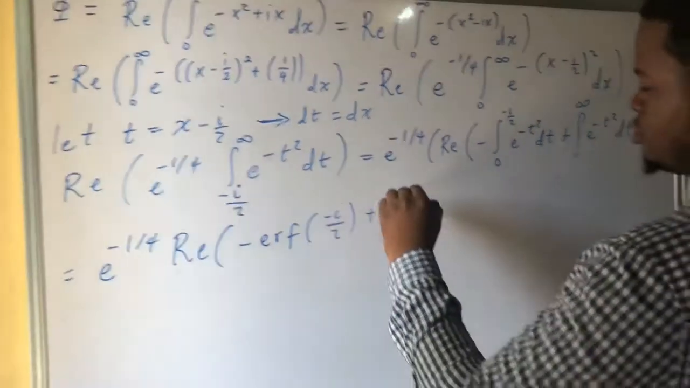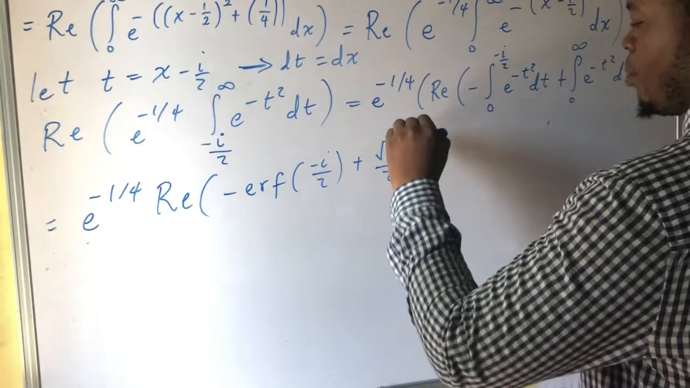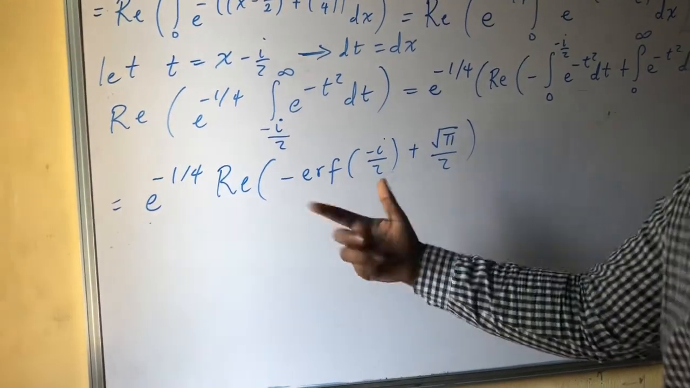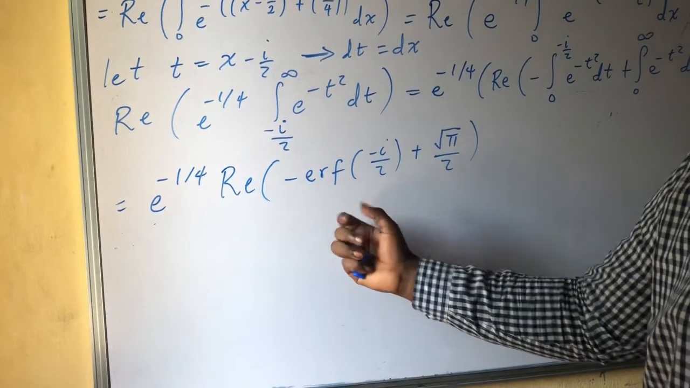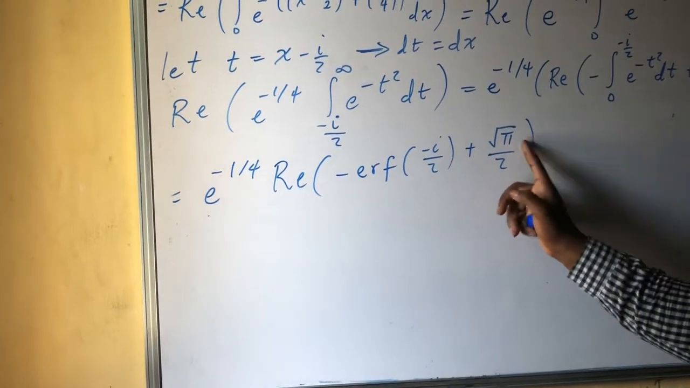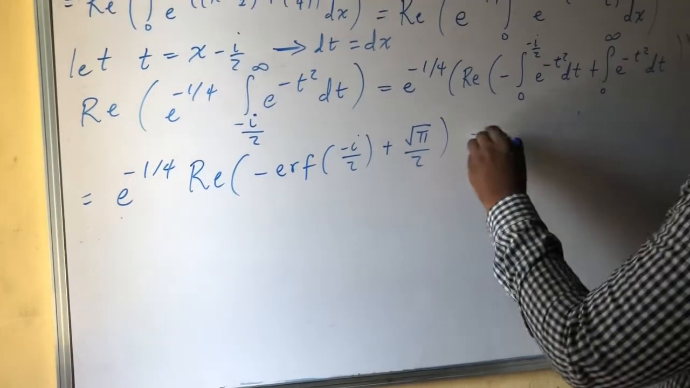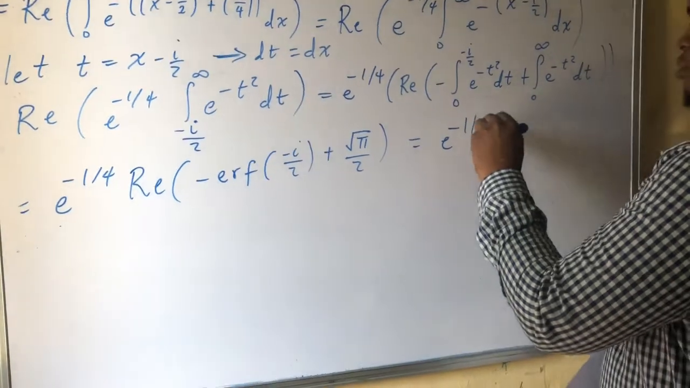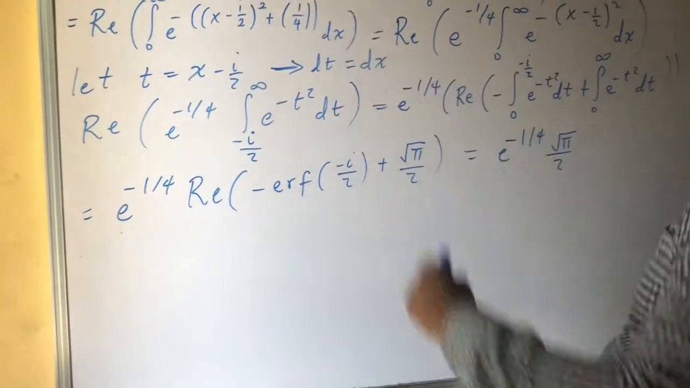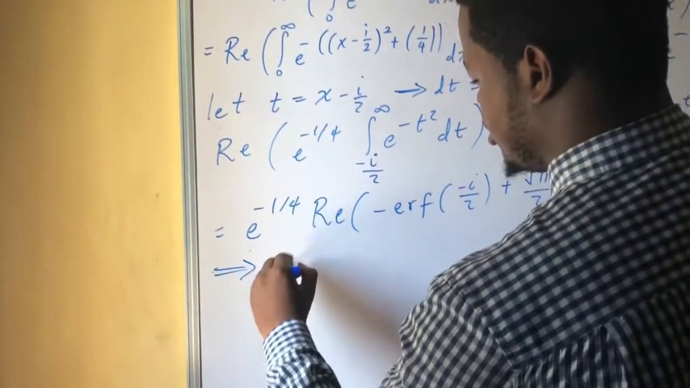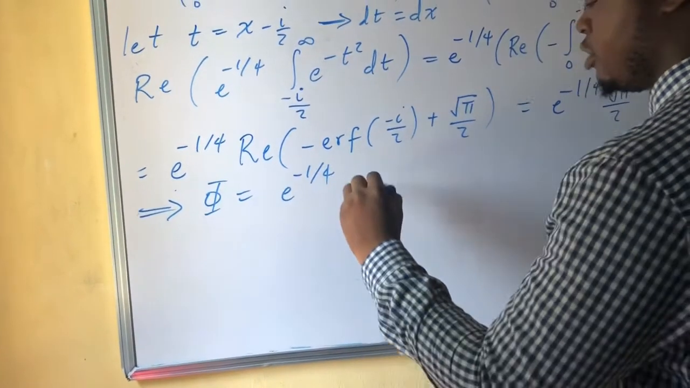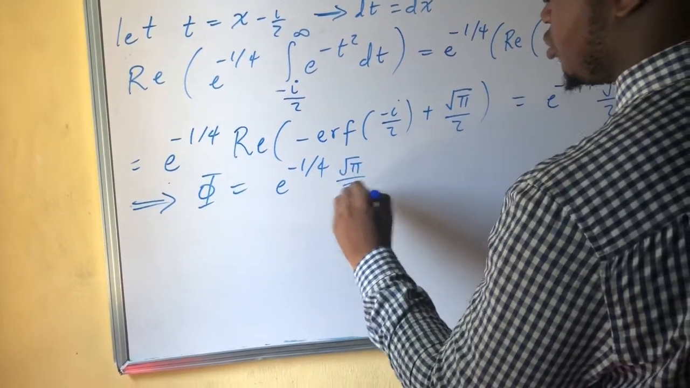This is what we call square root of pi over 2. Are we together? So this is just going to be imaginary. This is what we call the imaginary of the error function. Are you with me? And we all know we are talking about the real part. So the real part of this is simply this. So this is just equal to e to the negative 1 over 4 times square root of pi over 2. So this simply implies this equals e raised to power minus 1 over 4 square root of pi over 2.